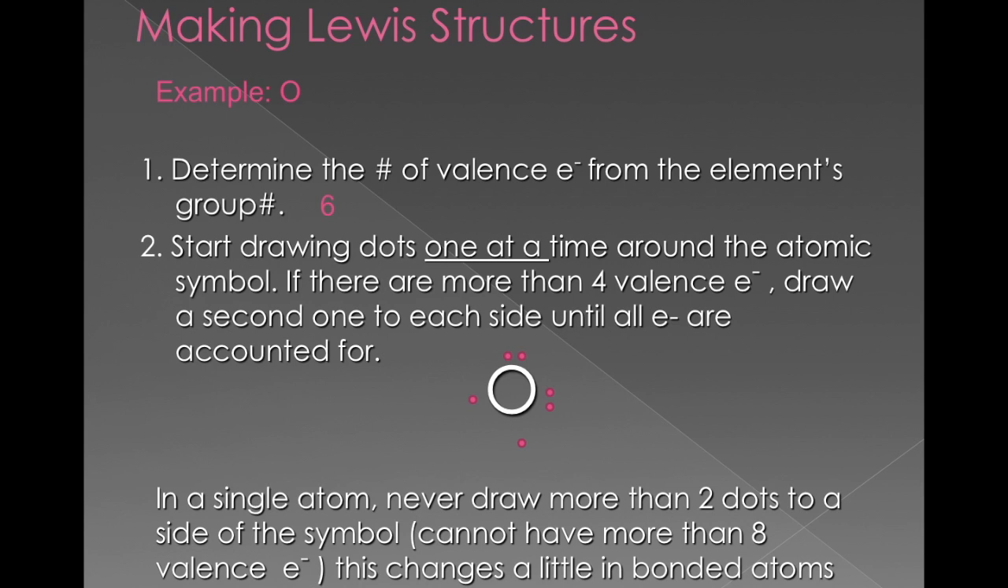So when you're drawing Lewis diagrams, never draw more than 2 dots to a side, because each side represents one orbital, and an orbital can't hold more than 2 electrons. And you never draw more than 8 valence electrons, because that's the maximum. So again, this does not work for transition metals, so you wouldn't do this for transition metals.